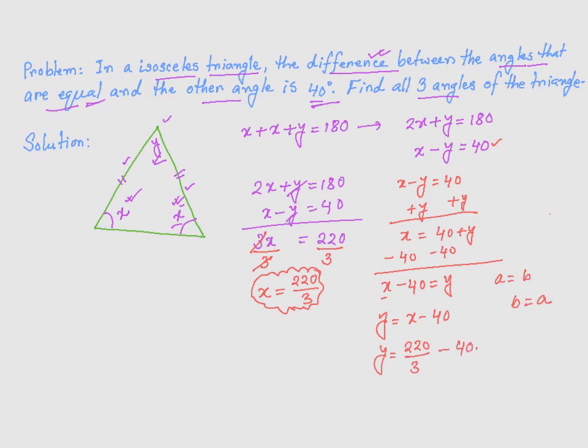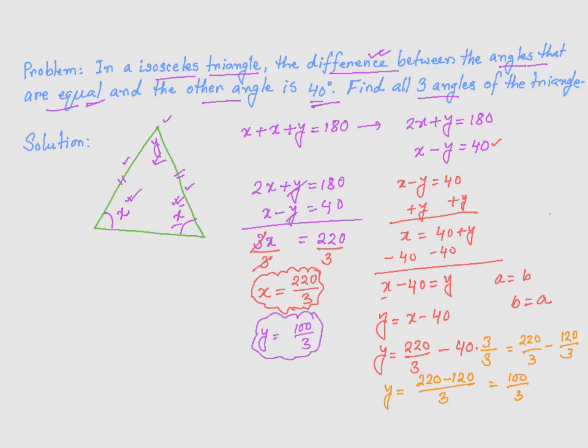Now I'm going to make the denominator the same for both. So I'm going to multiply 40 by 3 over 3. Now that's going to give me 220 over 3 minus 40 times 3, which is 120 over 3, which is going to give me y is equal to 220 minus 120 over 3, which is 100 over 3. So y is going to be equal to 100 over 3.